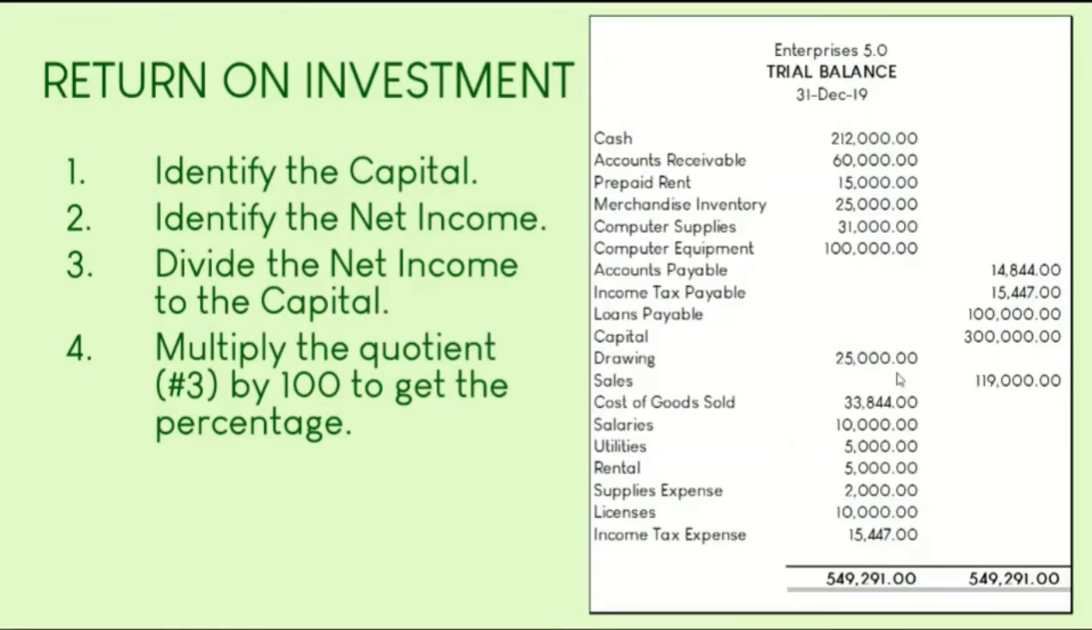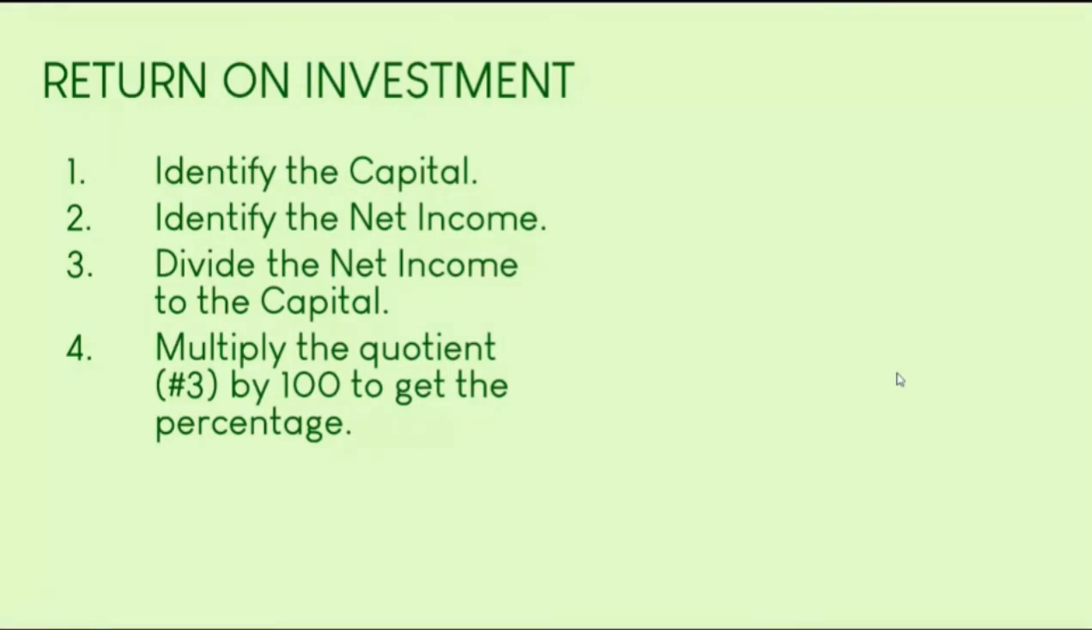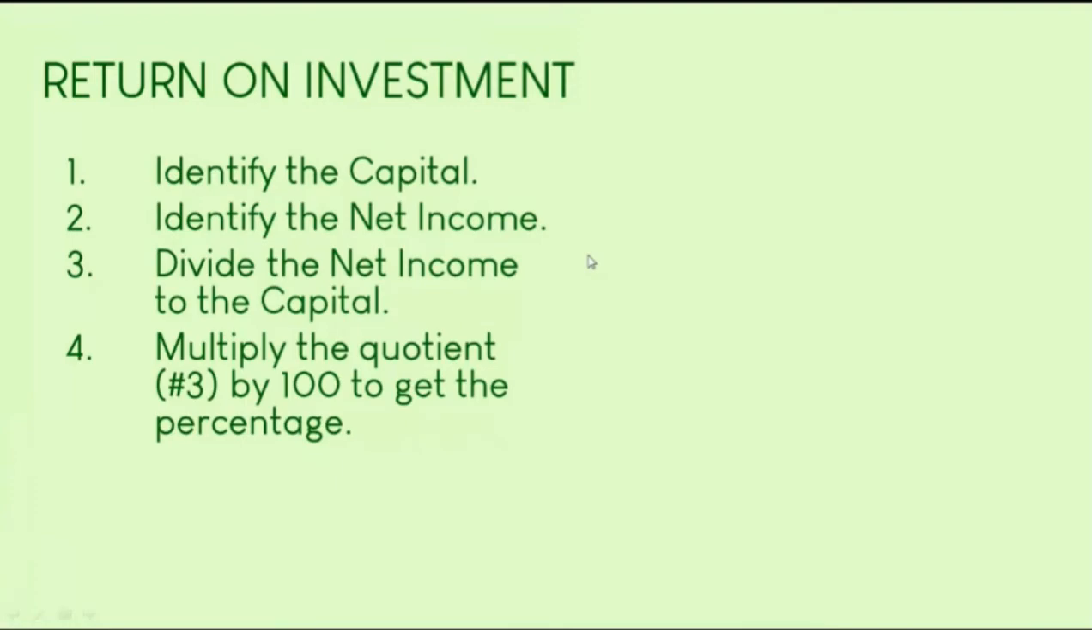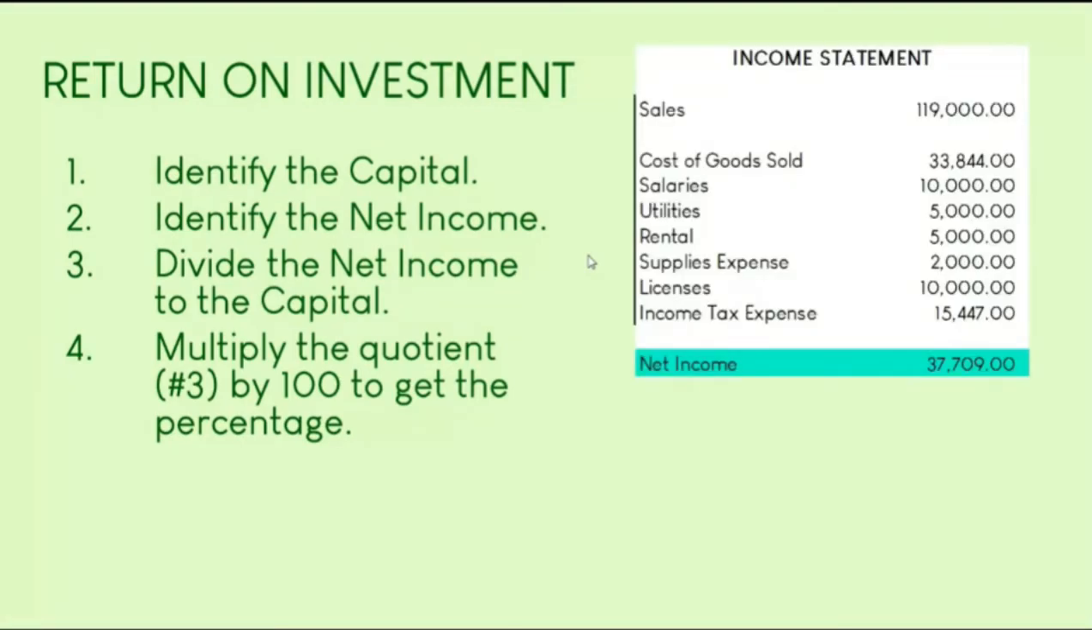So let's apply it here. First, we identify the capital, and we will use that as our initial capital. So in this case, we have 300,000. Then we identify the net income. So kunin natin 119,000 minus all of these expenses. And we have 37,709. So we would use that to divide with the capital.